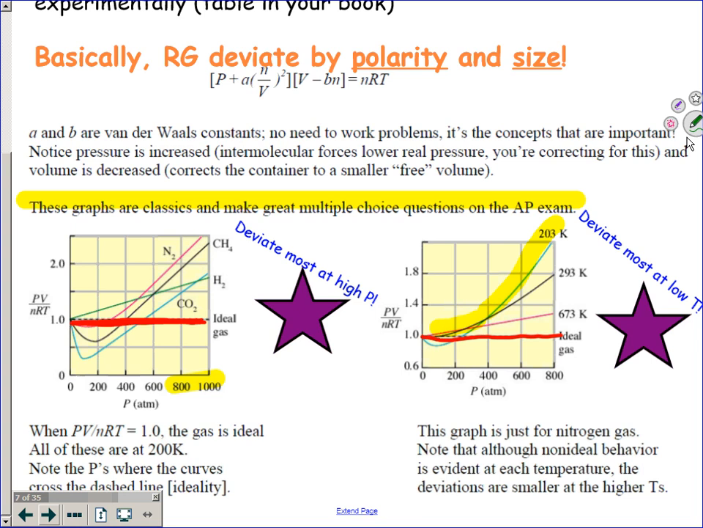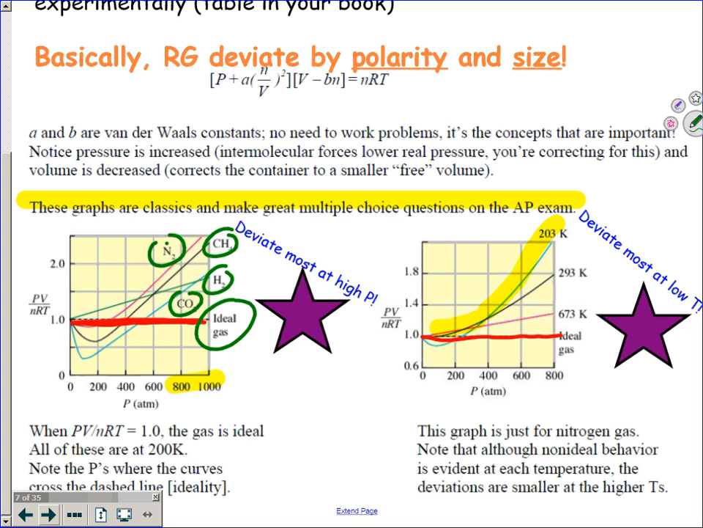Okay, so this first graph is representing, you guys can see P is on the bottom, so the pressure is increasing across the x-axis. With ideal gases, we expect that the ideal gas law stays constant. But as you increase pressure, look at all these real gases. At low pressures, you're kind of close to the red line. But as you increase pressure, what do you start to see? Deviations, right? So it's deviating from ideal gas behavior at high pressures.